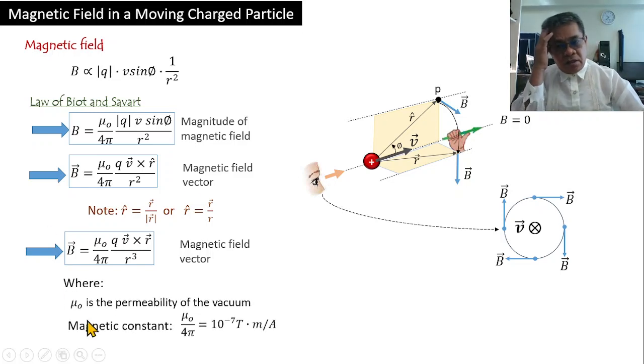Now, the mu naught means the permeability of the vacuum, the ability of the magnetic effect to penetrate the vacuum area. The magnetic constant, which is mu naught over 4 pi, is just equal to 10 raised to negative 7 Tesla meter per ampere. So therefore, if you are using this formula, and you need the value for mu naught over 4 pi, just use 10 raised to negative 7.